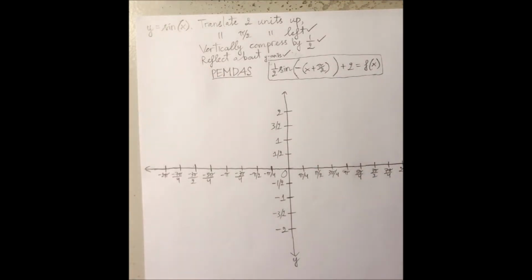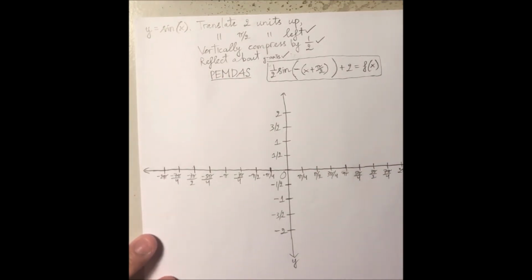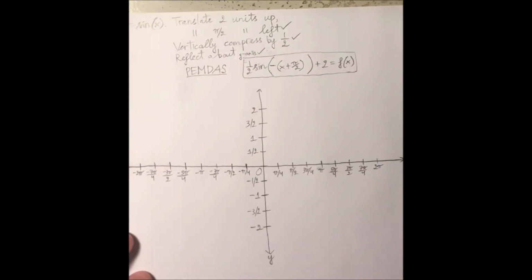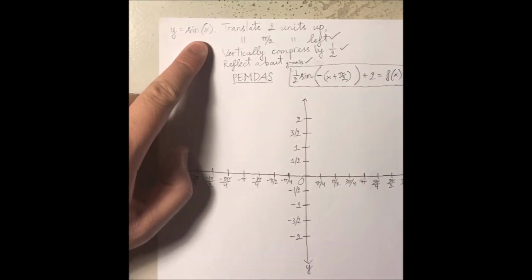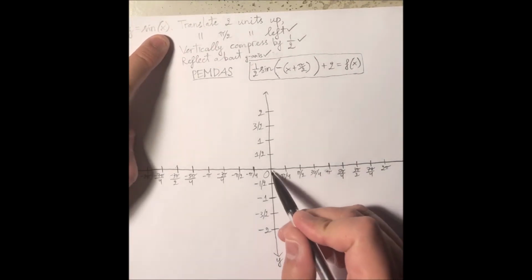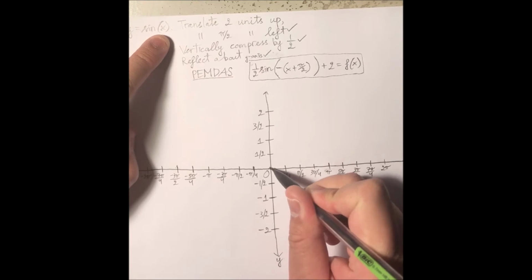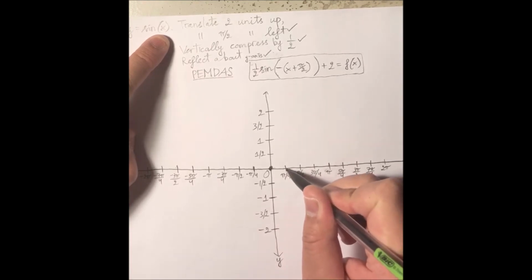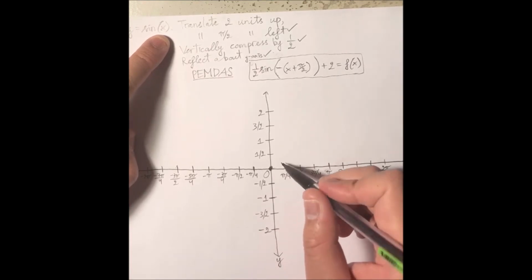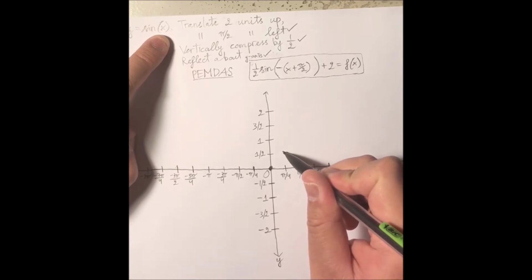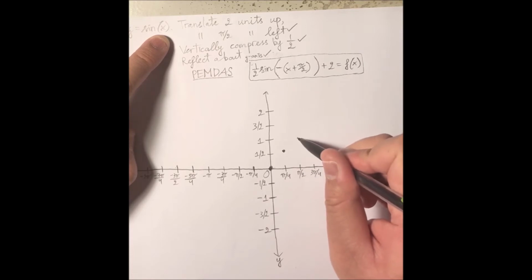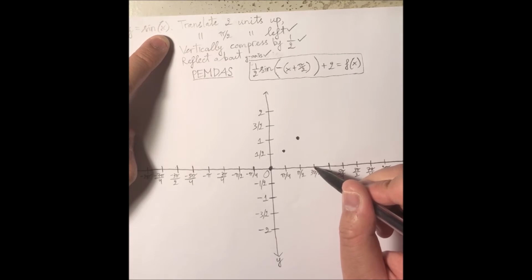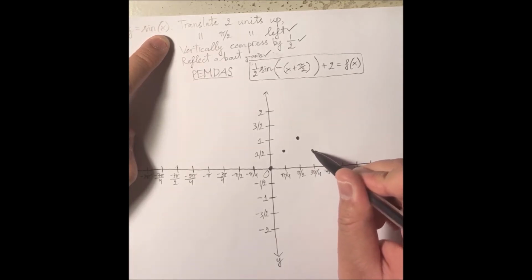So how do we graph this? Well, we always want to start graphing with the parent function, sine of x. So plug and chug. If x is 0, sine of 0 is 0. When x is pi over 4, sine of pi over 4 is positive square root of 2 over 2. So maybe somewhere right here, I would say. When x is pi over 2, sine of pi over 2 is 1. So like that. When x is 3 pi over 4, sine of 3 pi over 4 is positive square root of 2 over 2.